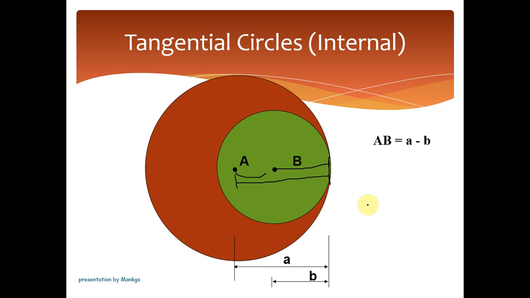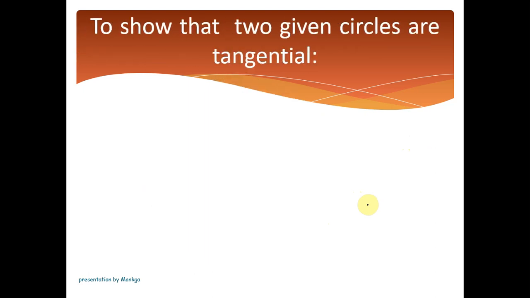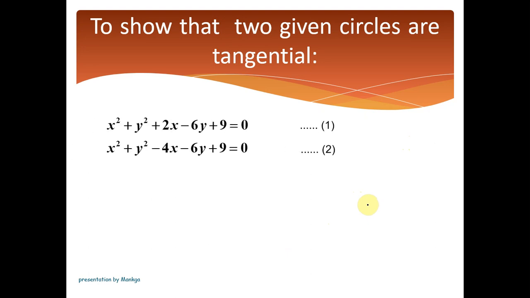The other one is external. Then to show that two given circles are tangential, you need the following. We have circle number 1 and circle number 2. Secondly, for equation number 1, we simplify it to get the center of the circle and the radius. Circle 1 has center (-1, 3). The radius is what? It's 1. The square root of 1 is always 1.